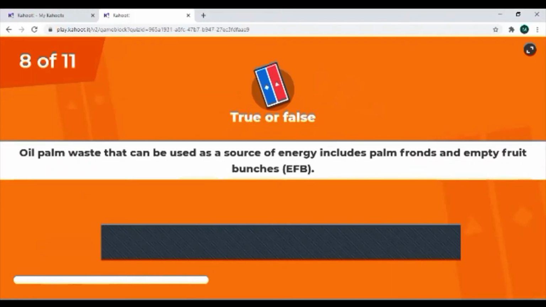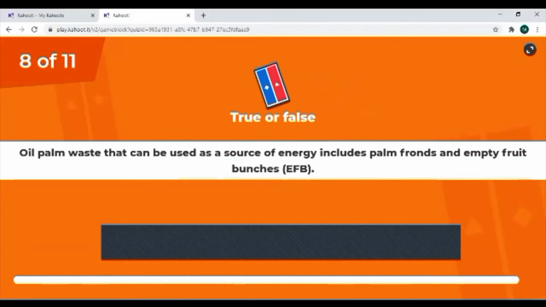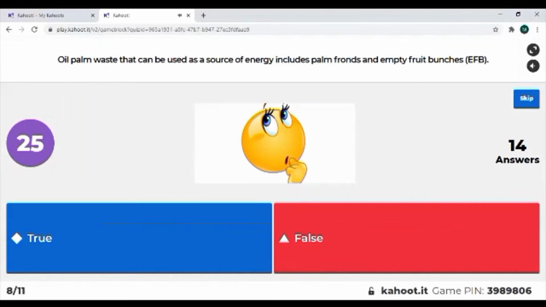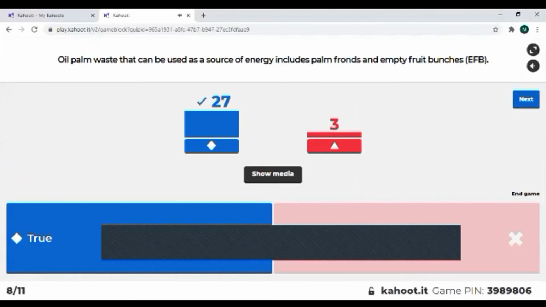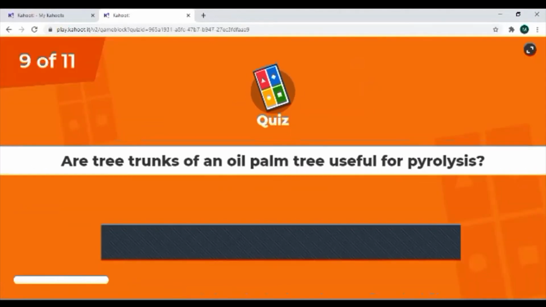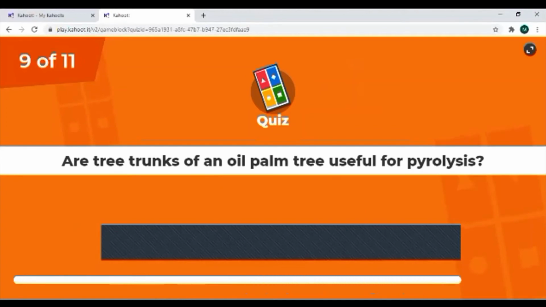Next question. Oil palm waste that can be used as a source of energy includes palm fronds and empty fruit bunches, EFB. Is it true or false? Well, the participants are very fast. Yeah, because they really focused on our presentation today. So there will be no problem. Okay, Rockstar Gator is still in the lead. Interesting. Jolly Impala is next. That's a nice name.